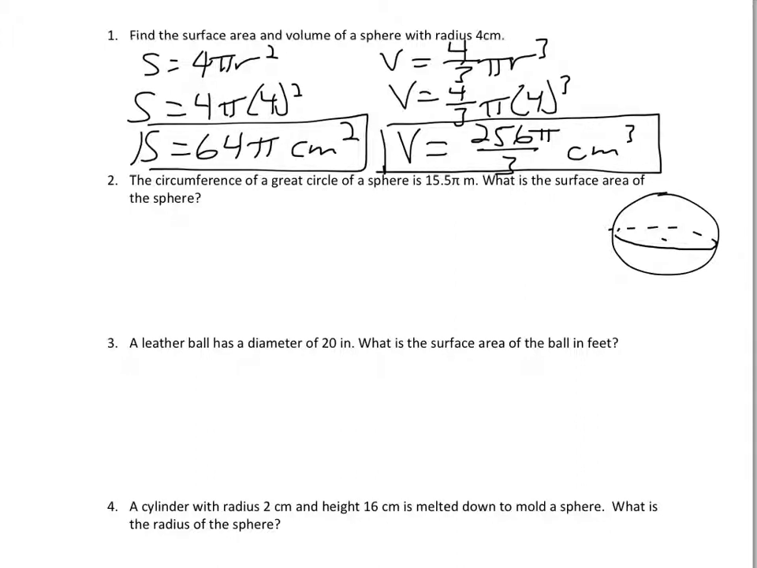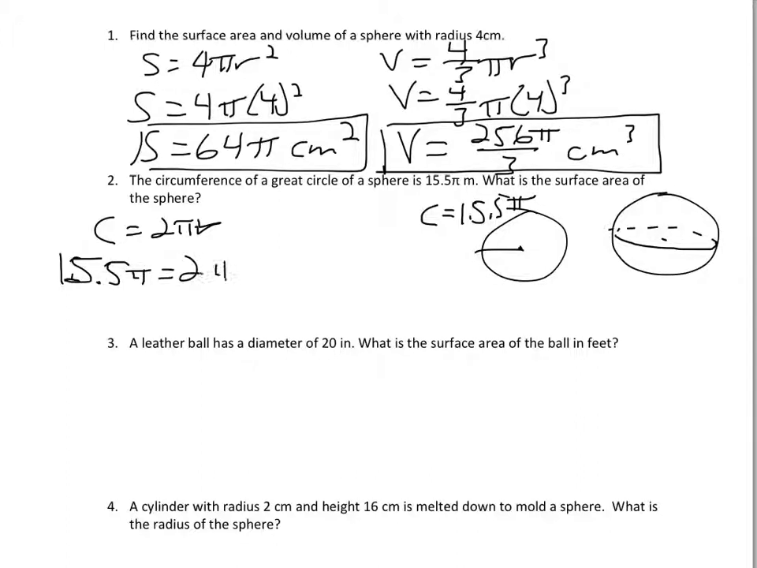So if the circumference of that circle, this C, is 15.5 pi, we can use that to find the radius, okay? Because the circumference is 2 pi r. So since we know the circumference is 15.5 pi equals 2 pi r, the pi's just cancel each other out. You can just do 15.5 divided by 2, and you get the radius is 7.75 meters.